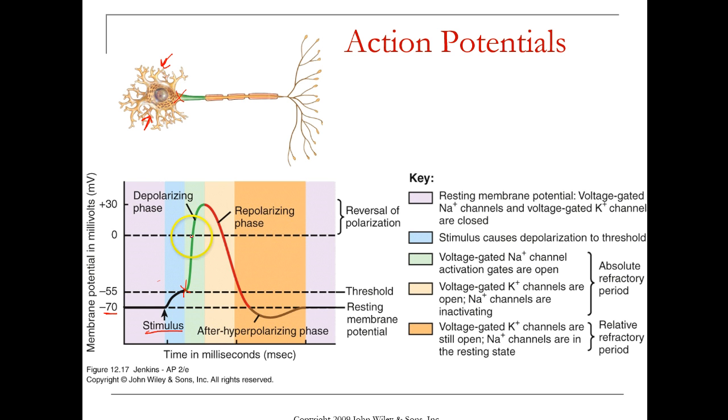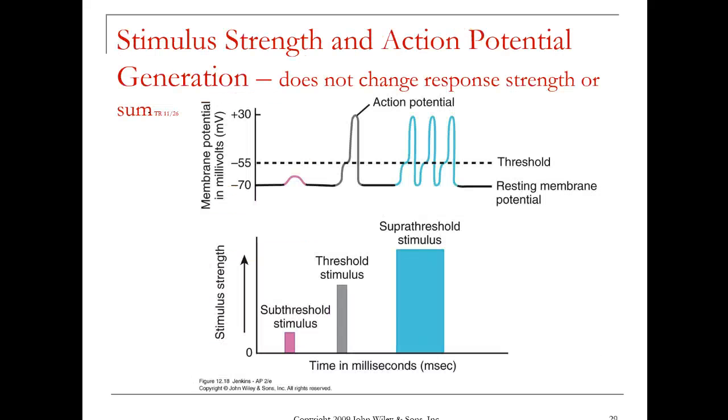So we have three main phases of our action potential: our depolarizing phase, our repolarizing phase, and then something called the after hyperpolarizing phase, because it temporarily dips down a little bit below the negative 70 millivolts. Now that's actually going to be pretty important because it's going to be related to something called the relative refractory period, but we'll come back to all of that later on. Just to recall, the stimulus strength doesn't change the amplitude of the action potential.